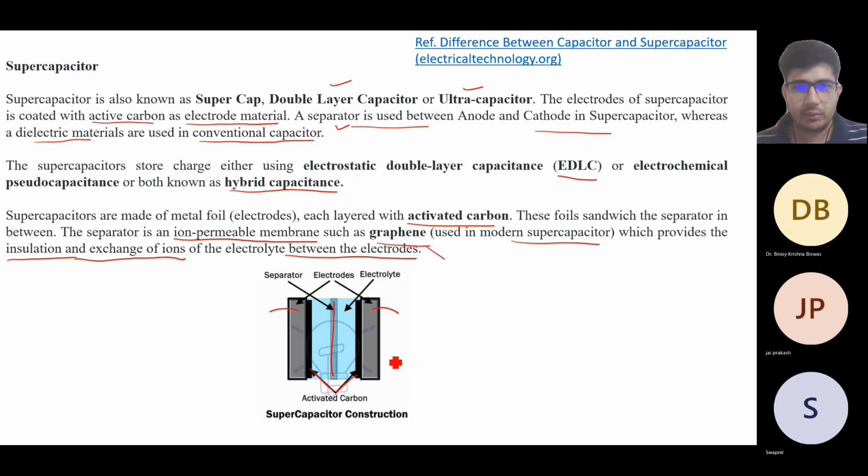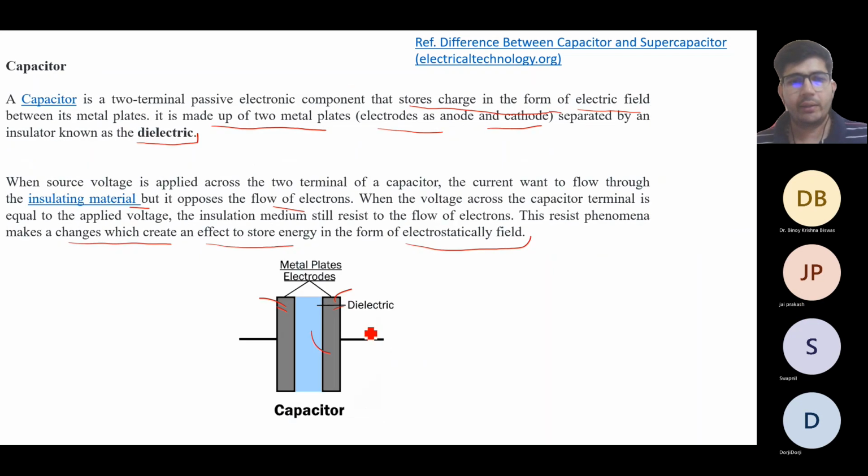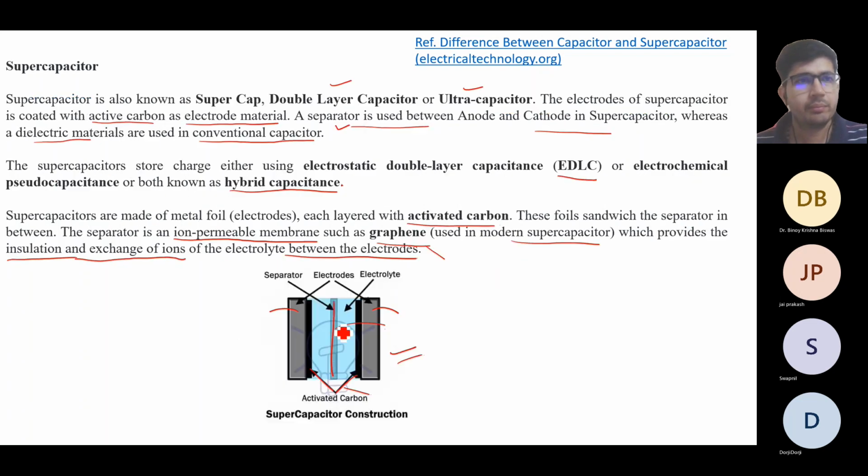This is a major change for supercapacitors, that we are using activated carbon layers on electrodes. We are using a separator. Okay. And in a capacitor we were using dielectric and only the electrodes.